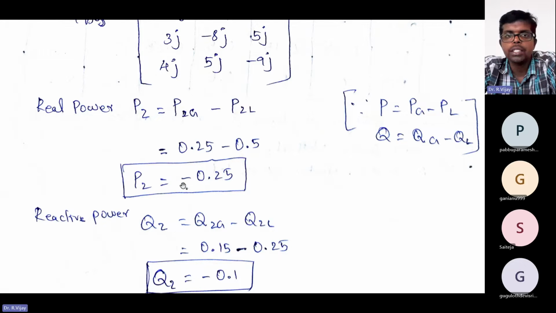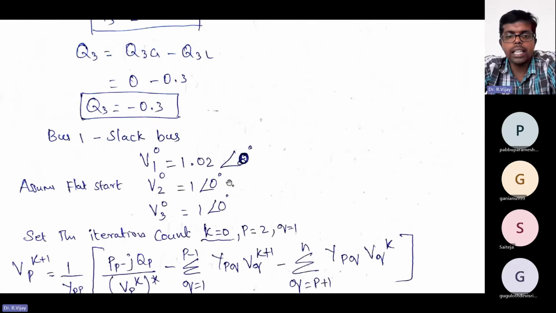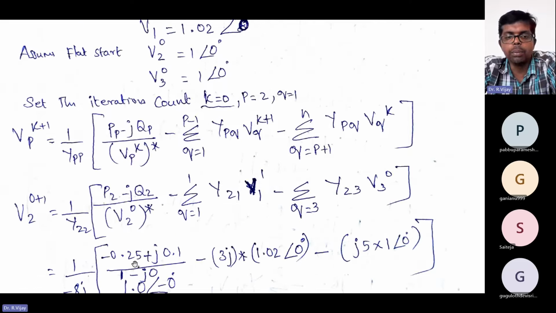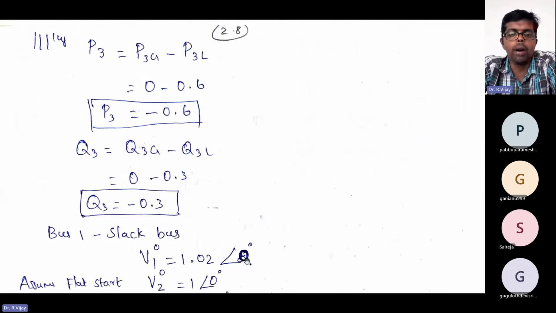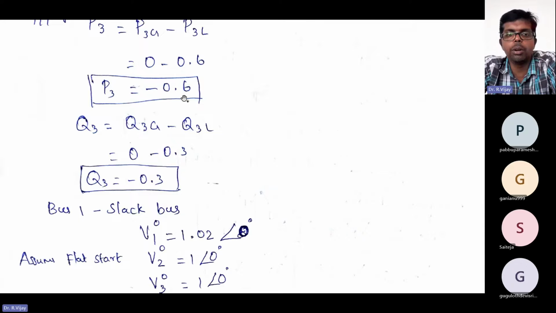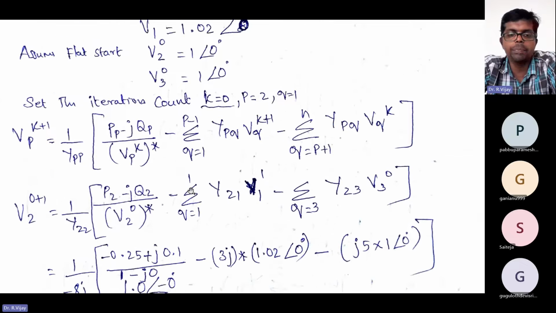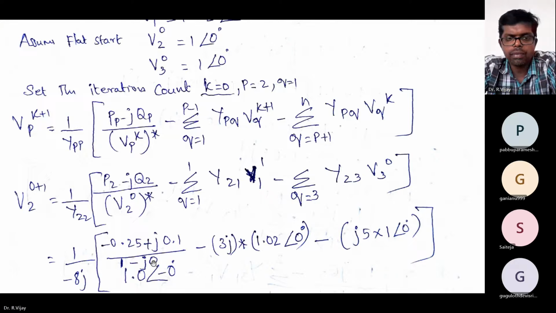Don't take it from the problem, because that is from the generation value. This is P2, so P2 is minus 0.25. So here we are just substituting P2 minus 0.2 Q2. Q2 also we already calculated, that is minus 0.1. Similarly, P3 minus 0.6, Q3 minus 0.3. Just substituting all the values here, divided by V2 not star. Already I said that is 1 minus 0 j, or 1 at the angle of minus 0 degree.